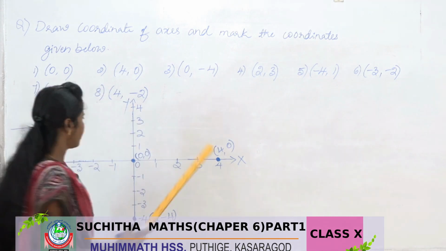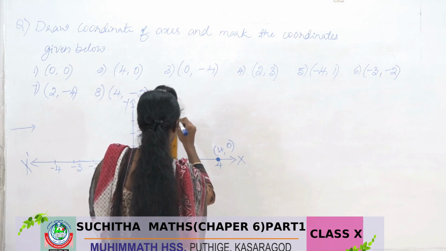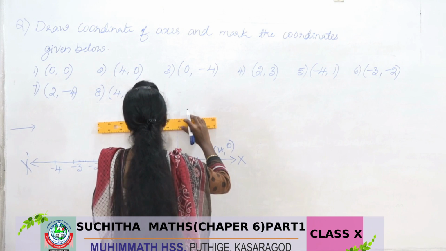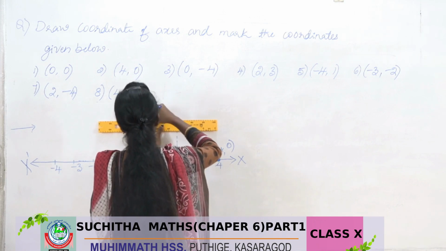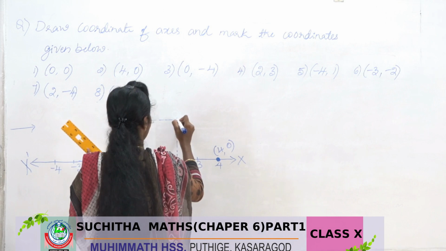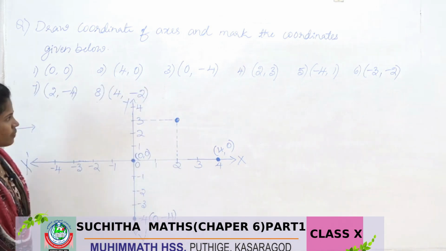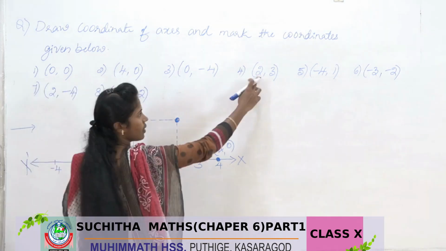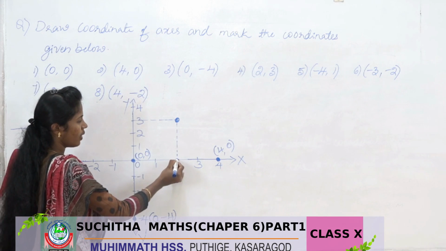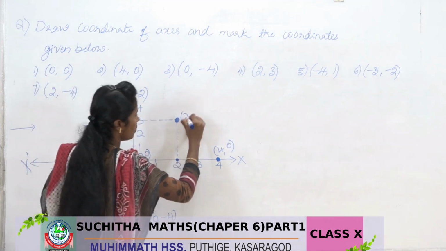So 2, 3 is this point. First mark the number on the x-axis. On the x-axis it is 2 and on the y-axis it is 3. So this point is 2, 3.